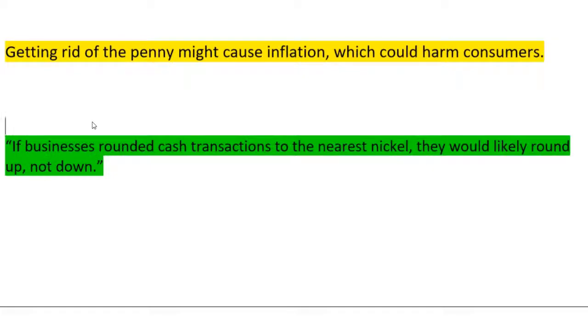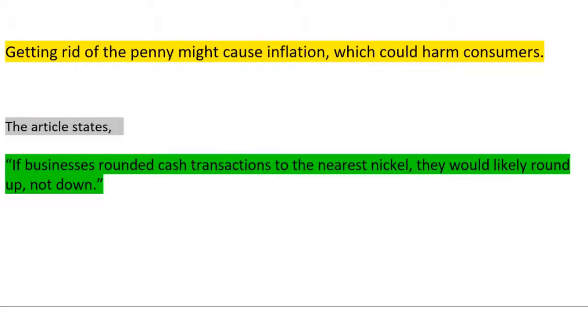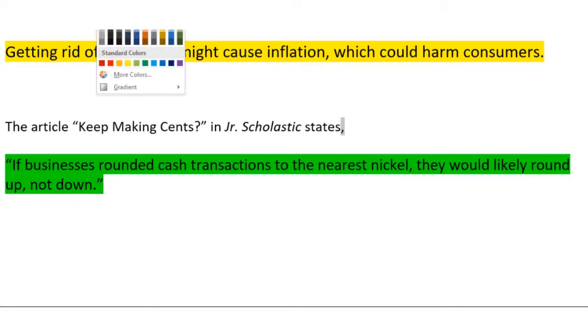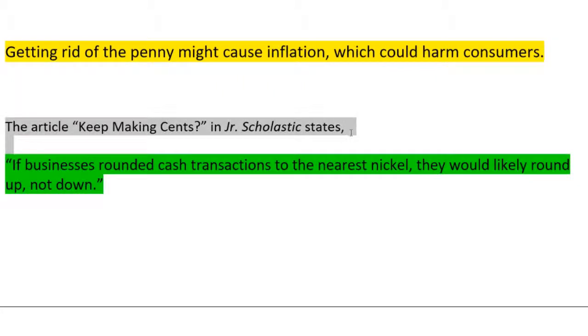I'm going to say the article states. But I want to say more about what article. What are we talking about? So I'm going to include the specific information about what article, maybe an author if there's a specific author. And I'm going to say the article in Junior Scholastic states, and there's a comma here after states because there's always a comma for a dialogue tag situation. All right, so now I've got part of my introduction here. I've got the part that names the article.